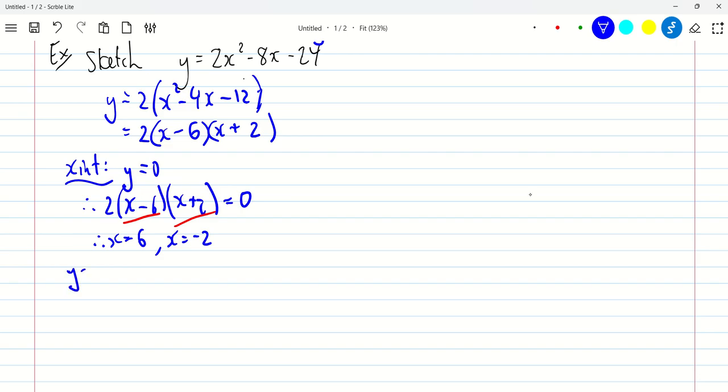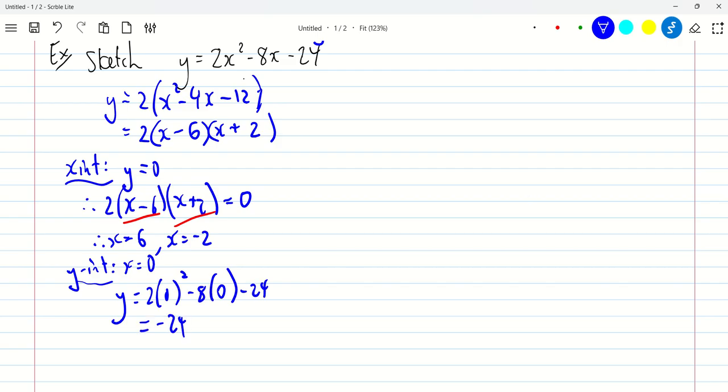Let me now find my y-intercept. That happens when x is equal to 0. If I sub in x equals 0 there, I get y equals 2 times 0 squared, minus 8 times 0, minus 24. I hate doing all this, but I'm just showing you that. I'm just substituting in x equals 0. So that is equal to negative 24. So my y-intercept is negative 24.